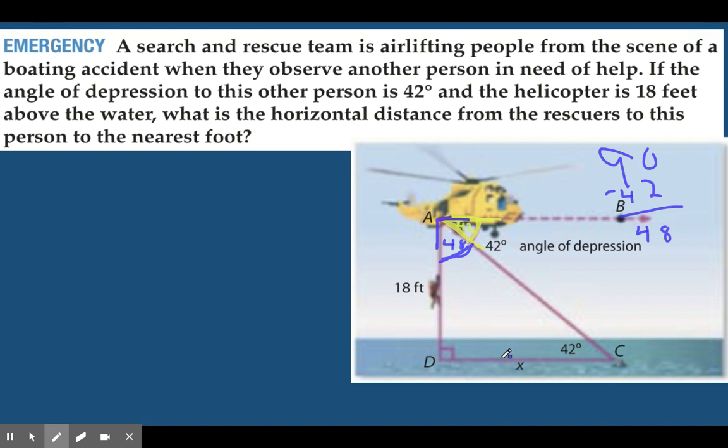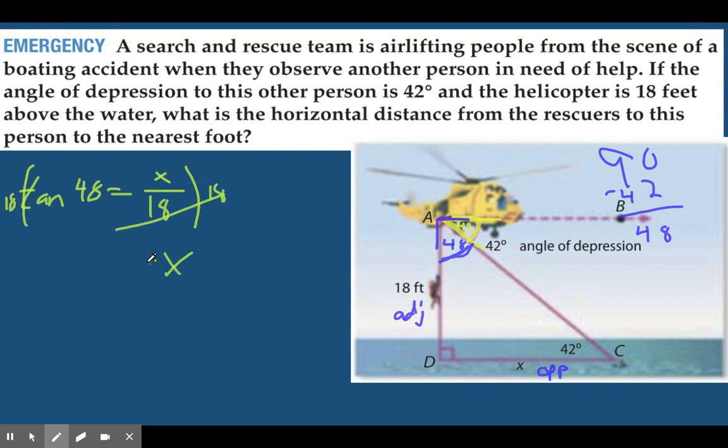Okay, now we can label our side lengths. X is definitely our opposite. Okay, 18 is our adjacent. So once again, we're going to use tangent one more time. All right, so we set up our equation: tangent of the angle, which in this case is 48, is equal to opposite, which is X, over adjacent, which is 18. 18's on bottom this time, X is on top, which means that we multiply both sides. Those cancel, and we get X is equal to 18 times tangent 48.